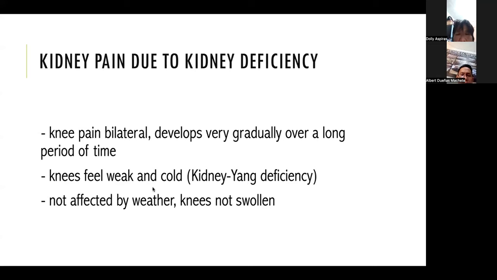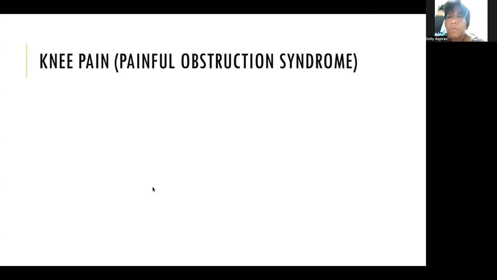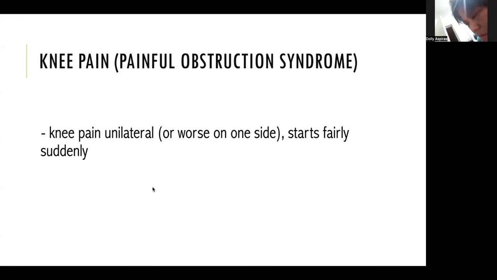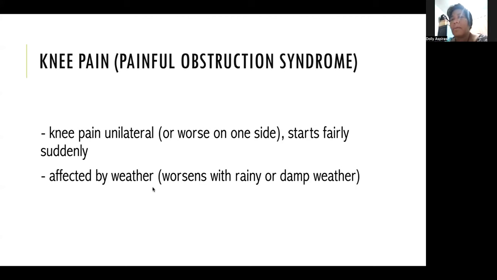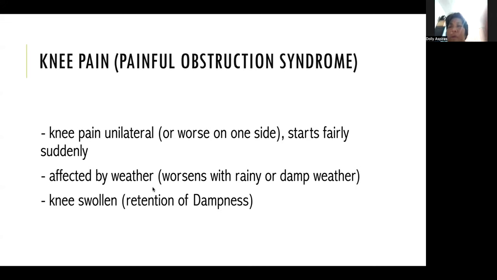Okay, what we should be focusing on today is the painful obstruction syndrome, or when it is due to invasion of pathogenic factors. So in this case, the knee pain is more often unilateral, or it can be worse on one side, and it starts fairly suddenly. It is definitely affected by weather, and the pain worsens when the weather is rainy or damp, no? And the knee may be swollen. So when the knee is swollen, we all know that this indicates retention of dampness.